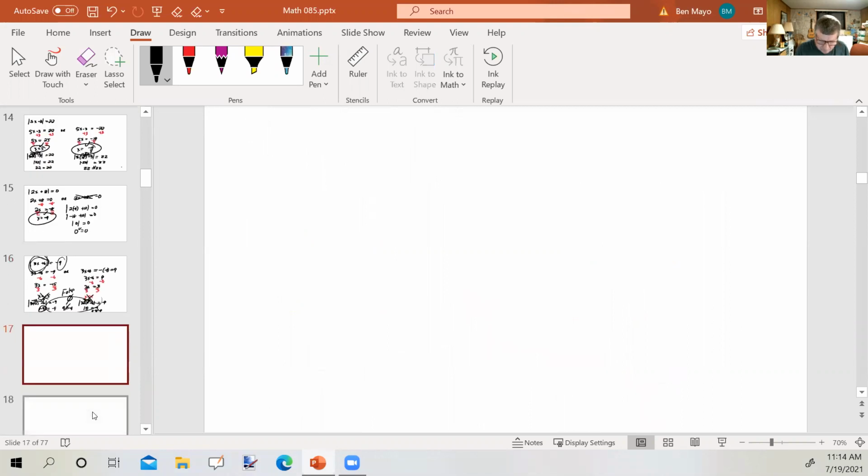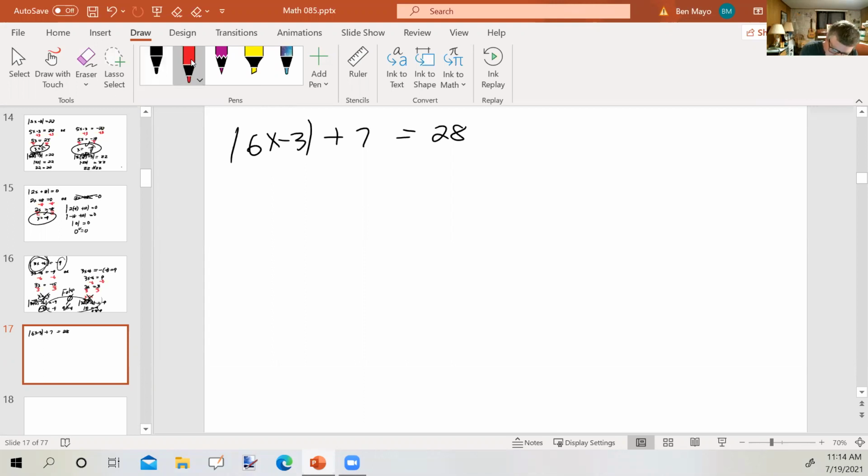Okay, now, all this is fine and dandy if we've got just an absolute value set equal to a number. But what if we've got some other things involved? For instance, the absolute value of 6x minus 3 plus 7 equals 28. What we need to do, first of all, is isolate the absolute value term before we decide how to split it up into possible equations. So the first move here is going to be to subtract 7 from both sides of the equation.